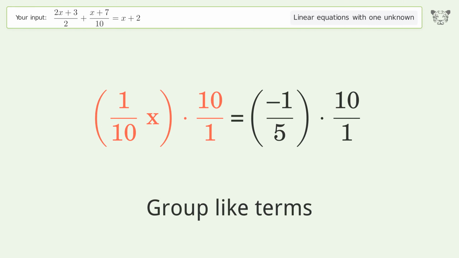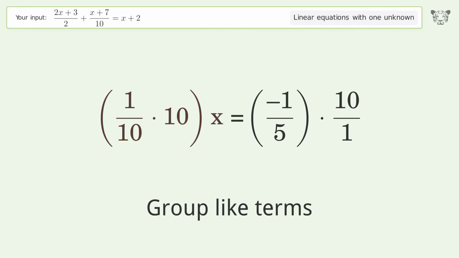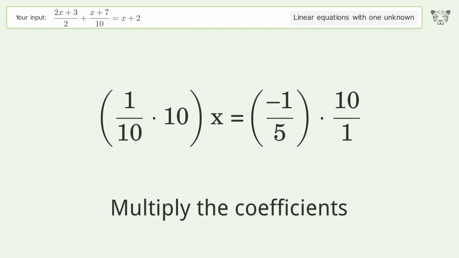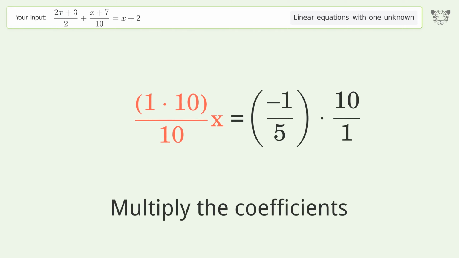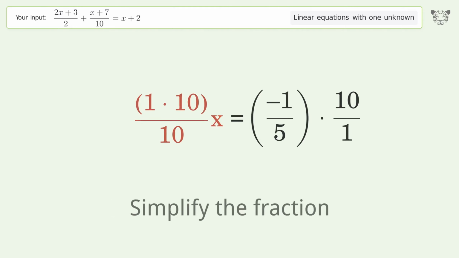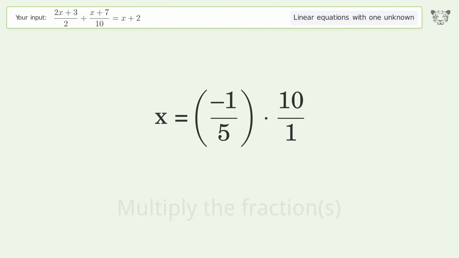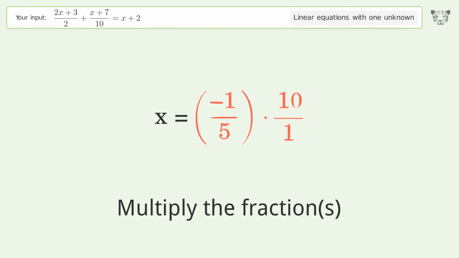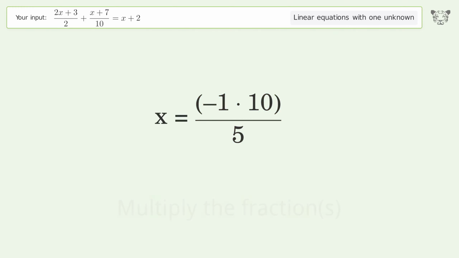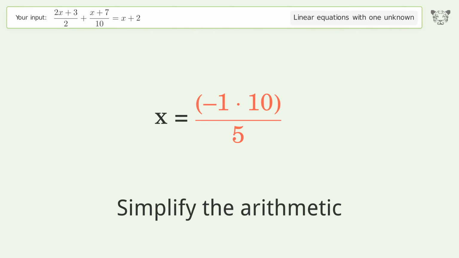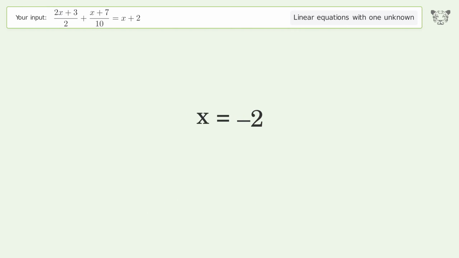Group like terms. Multiply the coefficients. Simplify the fraction. Multiply the fractions. Simplify the arithmetic. And so the final result is x equals -2.